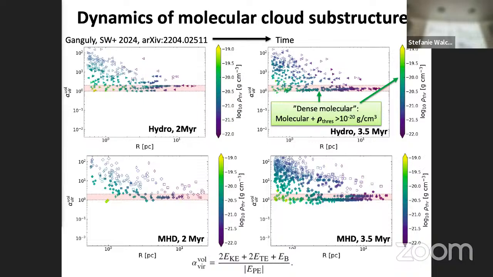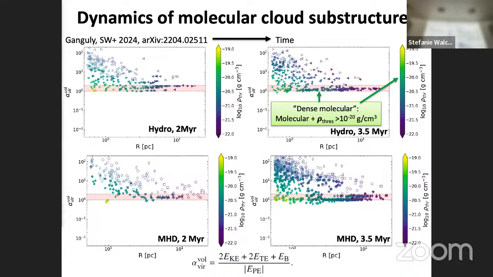And so what we can see is that there are a lot of structures which are supervirial, so not gravitationally bound. And in particular, they're all with empty symbols. So empty symbol, again, is atomic structure. Okay, most of the gas is in the atomic phase, and only the molecular structures seem to come down to an alpha vir where you say the structure is virialized.